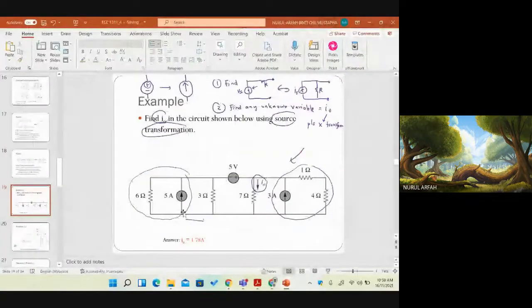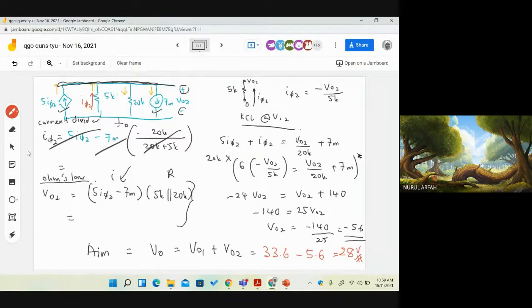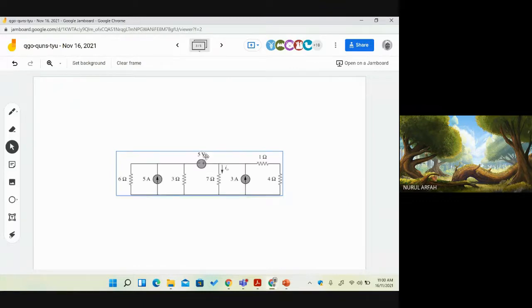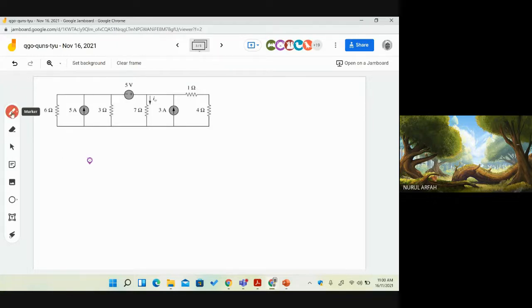Go to your page number 3, Jamboard. Page number 3, Jamboard. Okay, use source transformation to transform this. Alright, who wants to try first? On the left side. Can you transform the left side first? I want to see whether you understand or not.